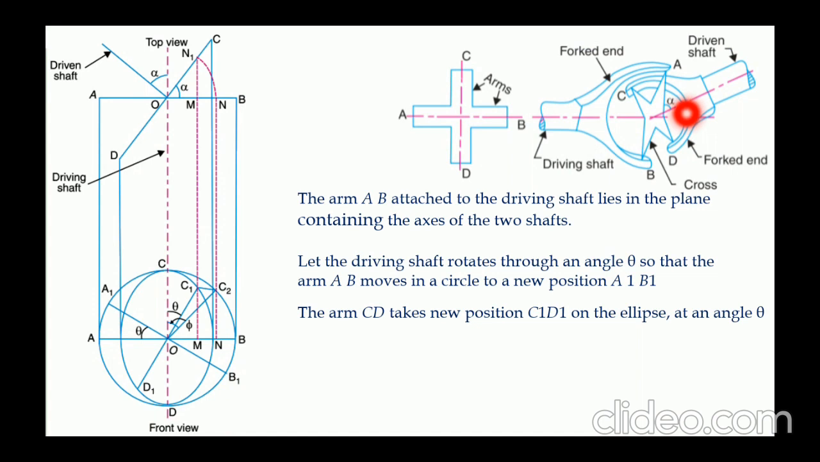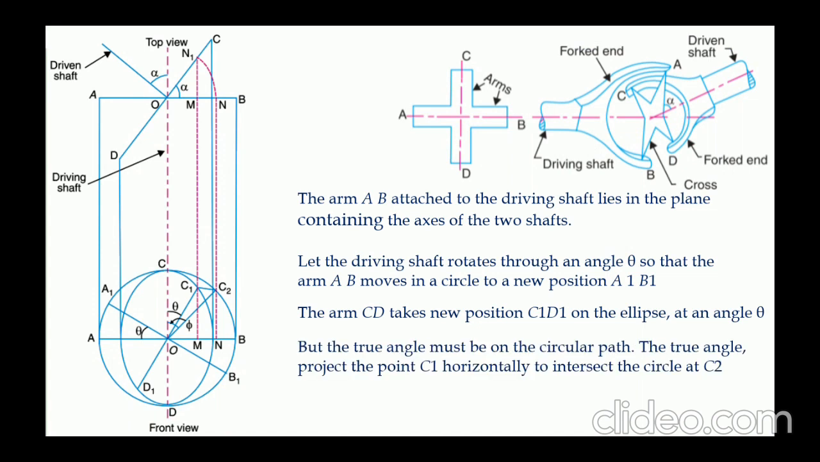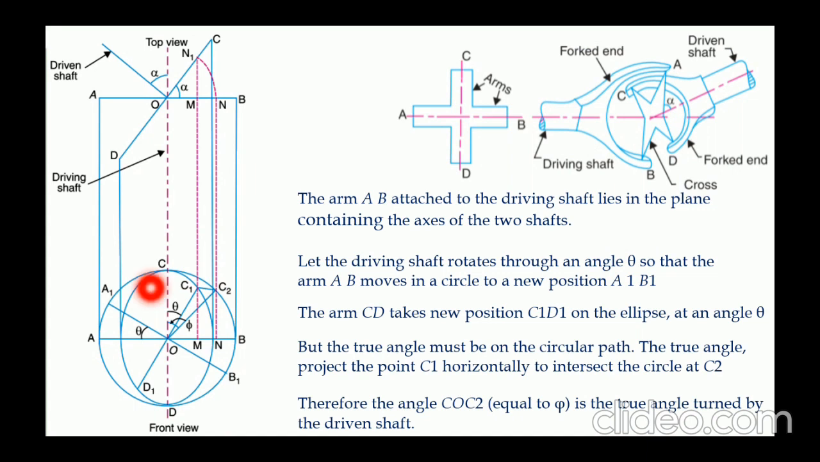So during the rotation of the driven shaft, the cross member of the driven shaft will be observed as an ellipse. The true angle of this driven shaft must be on the circular path, though it is observed as an ellipse from the driving end. In order to get its true angle, it will be on this circle. So that true angle will be obtained if we project the point C1 on this circle, shown by a point C2. Therefore, angle CO C2 will be equal to phi. So this is the angle through which the driven shaft rotates.